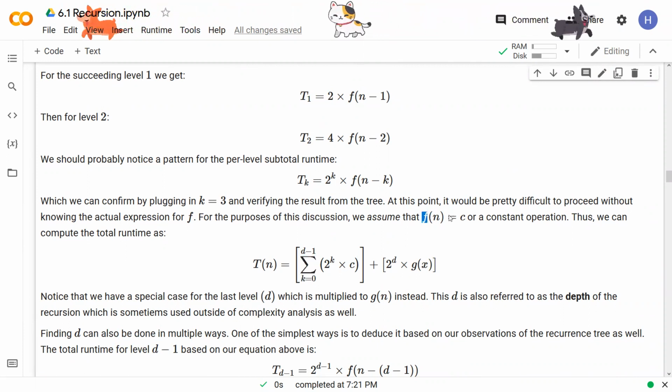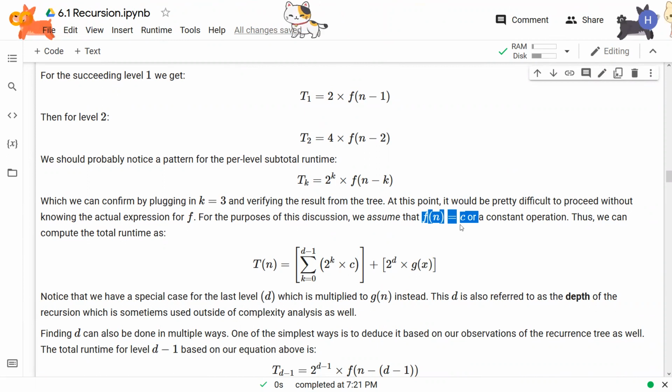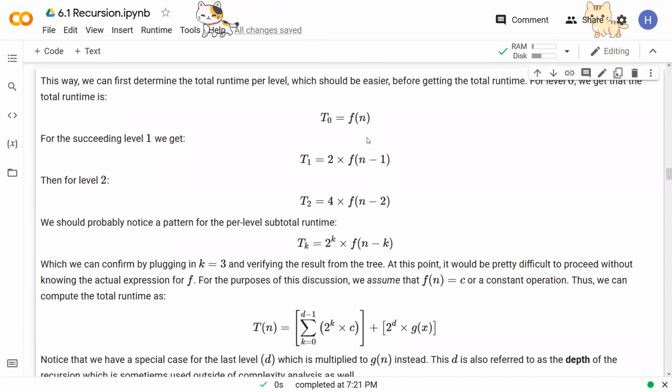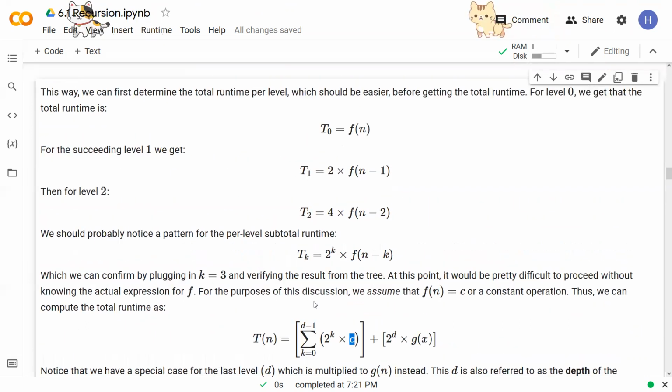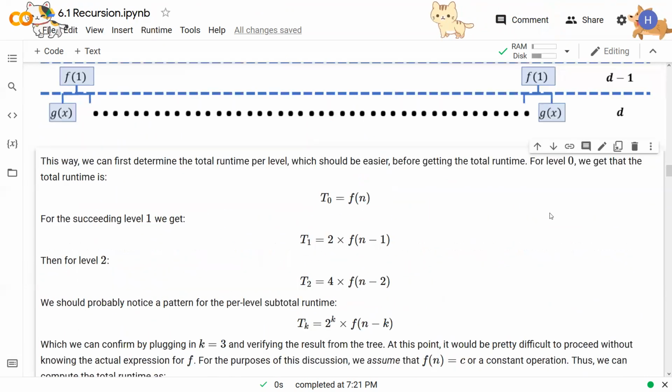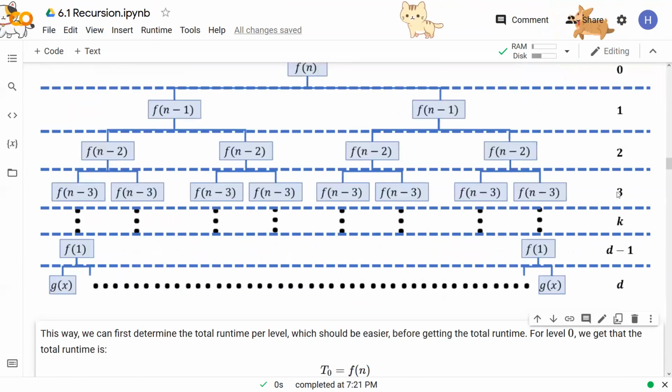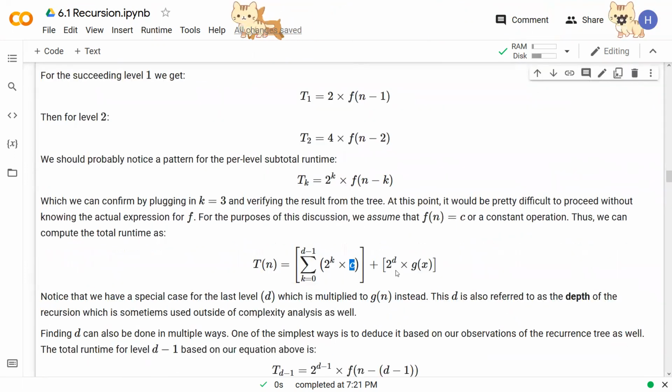We assume that f of n is constant or c. So diba, kahit n or n minus 1, n minus 2, magiging c na lang siya. And then we add a summation from level 0 hanggang level d minus 1. Kasi from 0 to d minus 1, doon tayo sumusunod kay f of 1. And then for the last level, we have d and multiplied to 2 to the d.